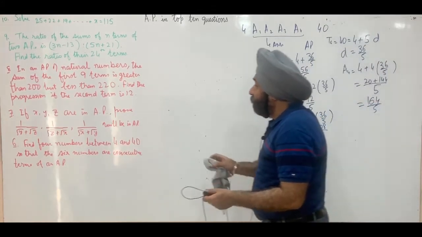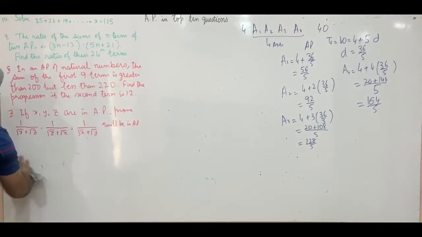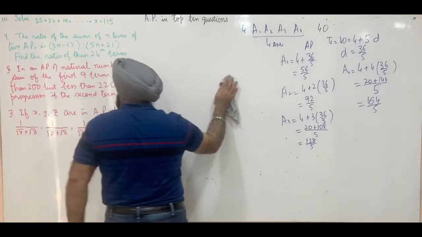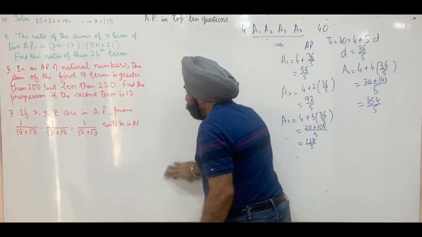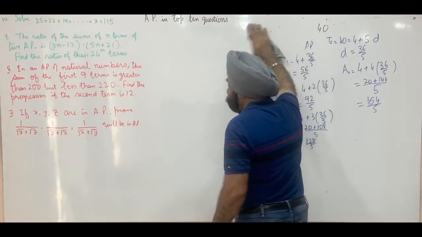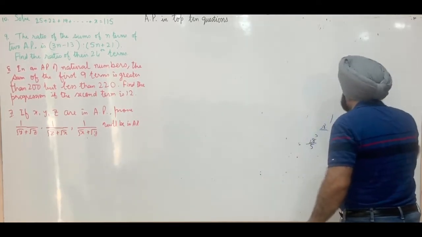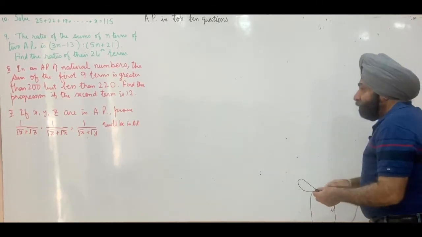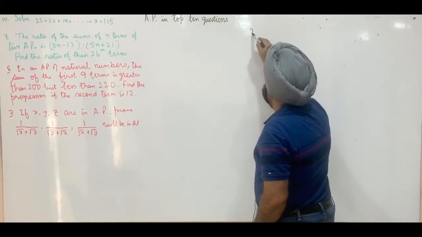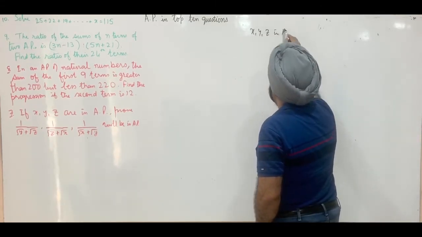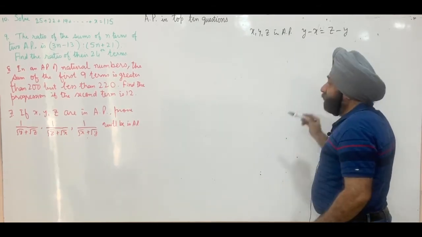Next, we are given x, y, z are in AP, and for x, y, z in AP we have to prove that 1 by root of y plus root of z, 1 by root of z plus root of x and 1 by root of x plus root of y are in AP. So we will be using properties of APs. We are given x, y, z are in AP. This means y minus x is equal to z minus y.